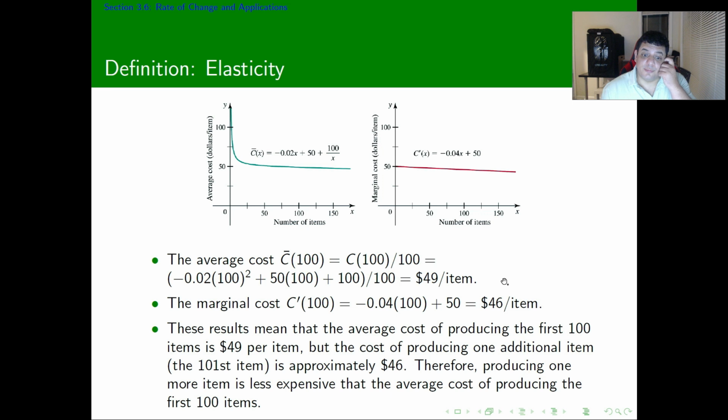So this result means that the average cost of producing the first 100 items is $49. But the cost of producing one additional item, which is the marginal cost, is approximately $46. Therefore, producing one more item is less expensive than the average cost of producing the first 100 items.